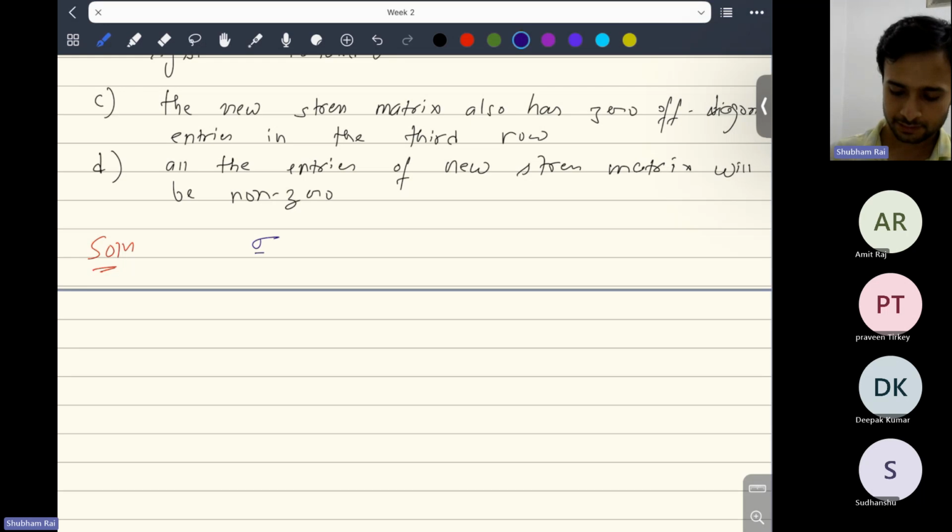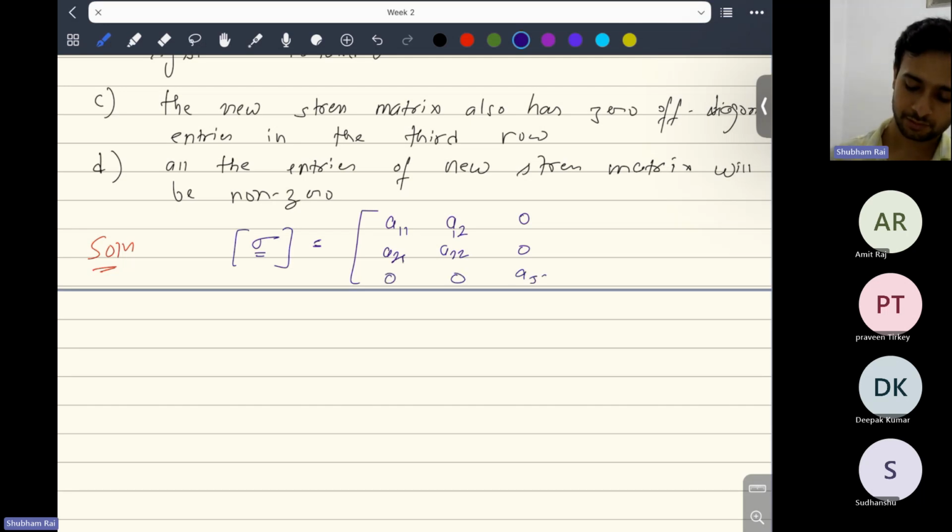So let's say you have a stress tensor. So it has, let's say, A11, A12, A21, A22, and this third row will be 0. Since this will be symmetric, this will be 0, this will also be 0, and there will be A33, right? Because these two are given 0, so these two will also be 0.